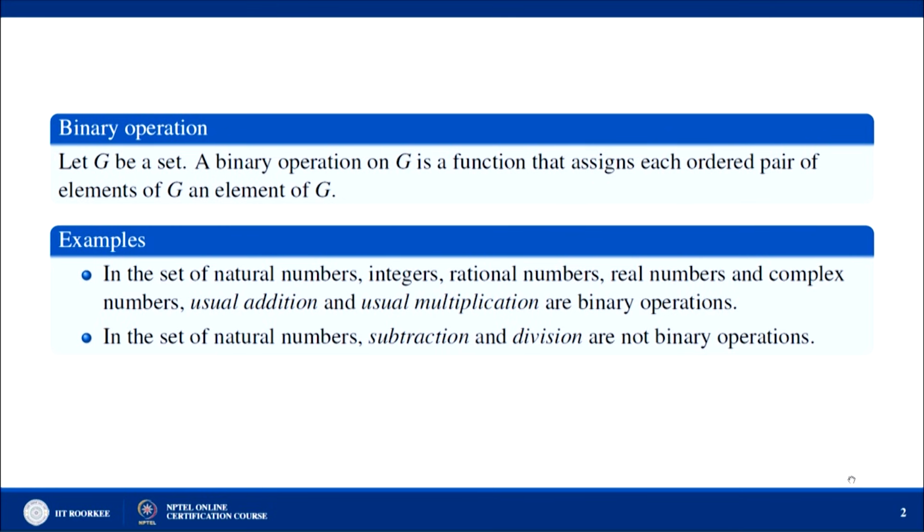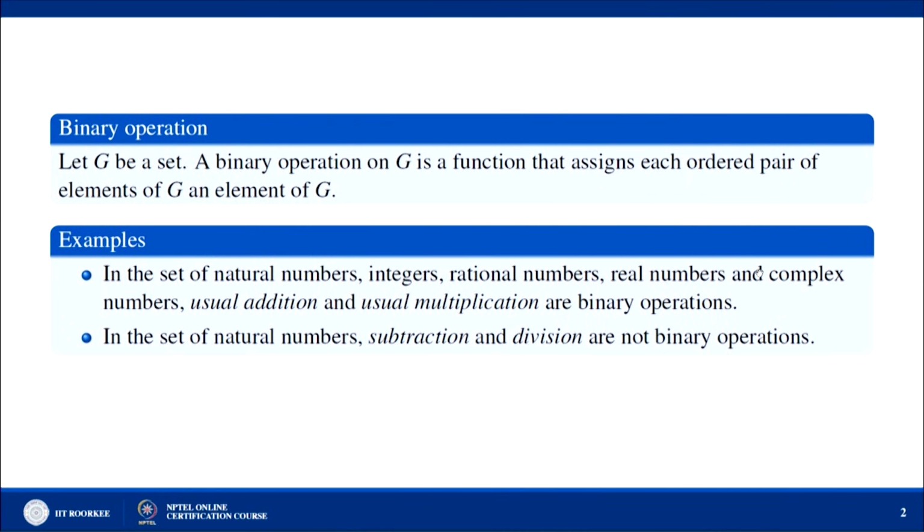Now, similarly, if you take the set of natural numbers and you take the binary operation as usual multiplication, if you take any two natural numbers, you multiply them, the resultant is also a natural number. That means the usual multiplication over the set of natural numbers is a binary operation. Similarly, for the set of integers, rational numbers, real numbers and complex numbers, the usual multiplication is a binary operation.